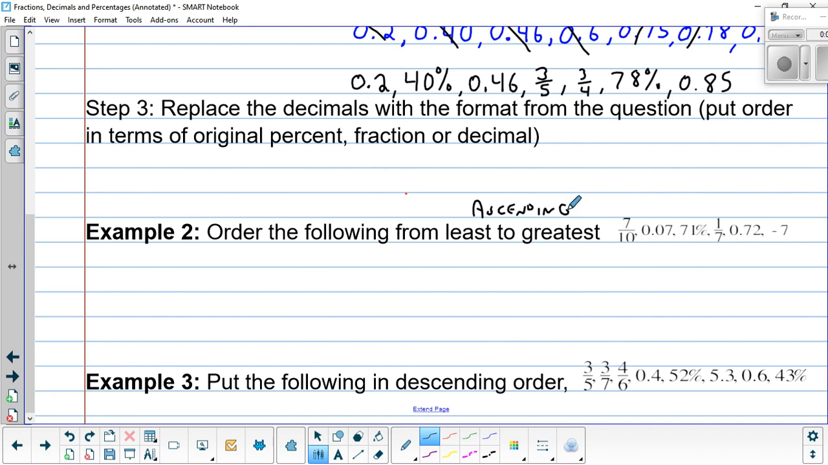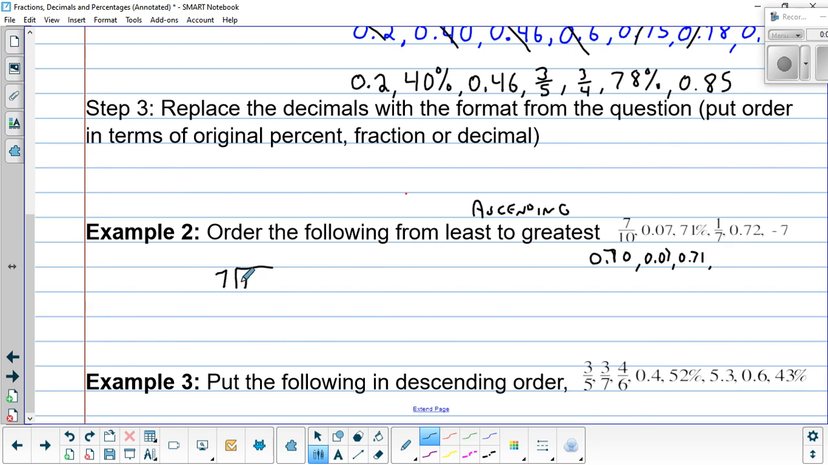So here, first step, let's convert them all. So, I got 0.70, 0.07, 0.71, 0. Well, I actually don't know what 1/7 is off the top of my head. Like I said, if I don't know, I have to actually do the maths.